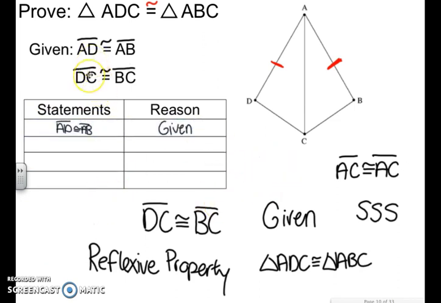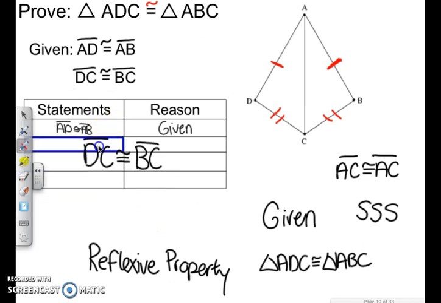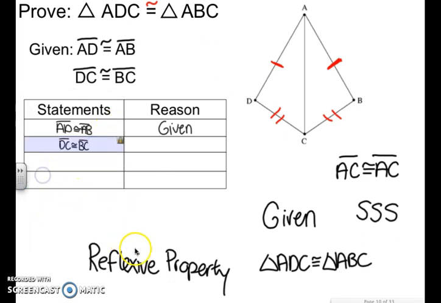My next given was DC, so give that 2 marks, was congruent to BC. I also need to put that in my table, and that was a given. Now I've got 2 marks, and I need a third, and I know that we can make this mark based off of yesterday.